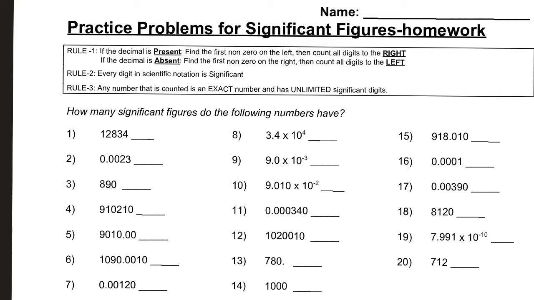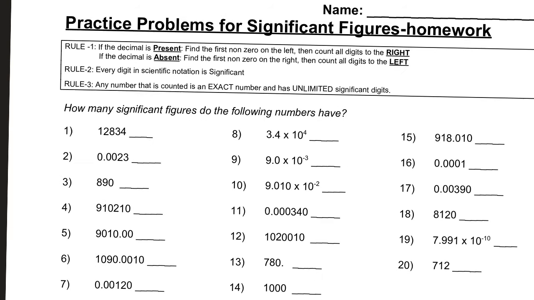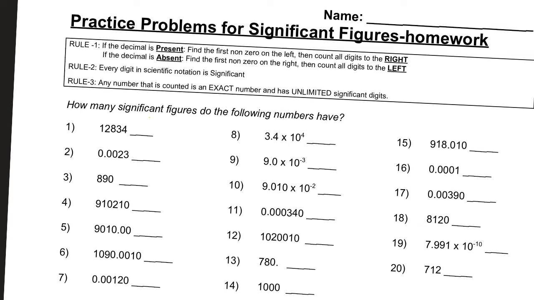How many significant figures do the following numbers have? Well, the decimal is absent, so I'm going to start from this side. I'm going to count the numbers from the first non-zero number. So the 4 would be the first non-zero number, and I'm going to count until I run out. So this would have 5 significant figures.